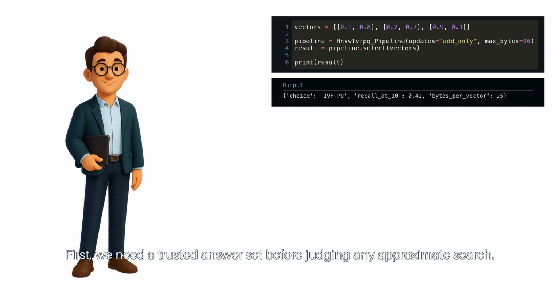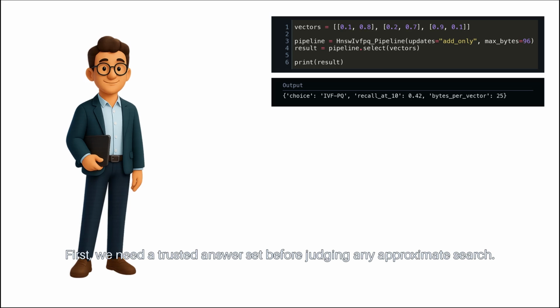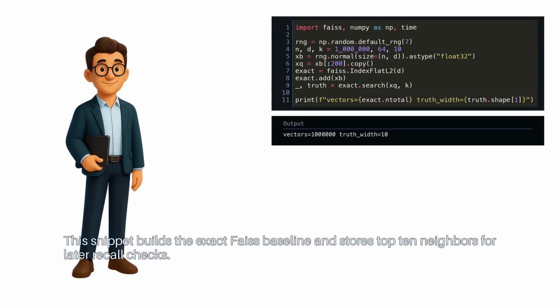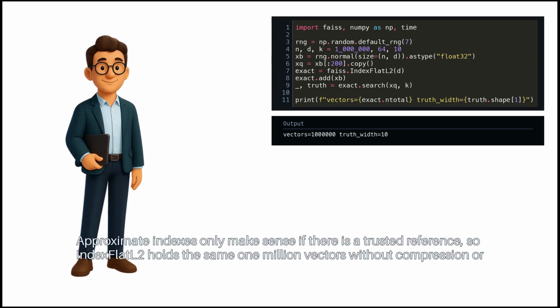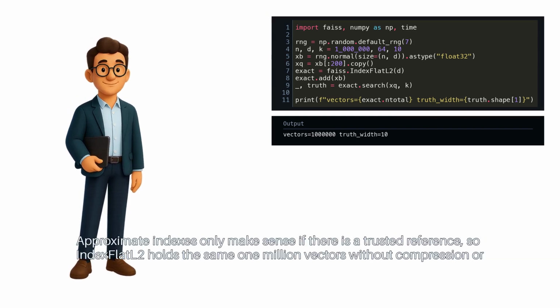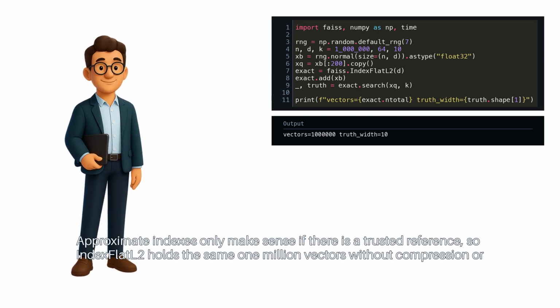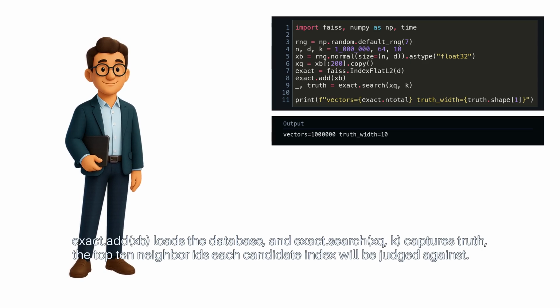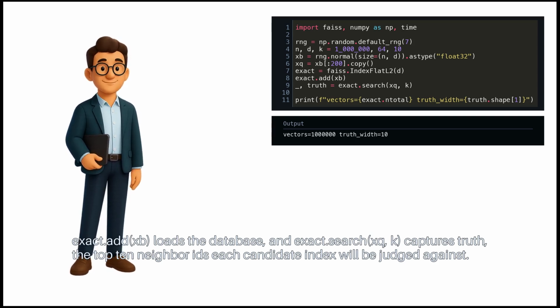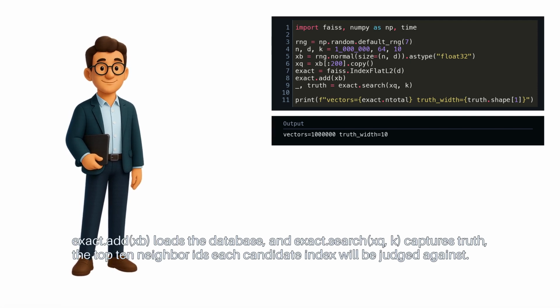First, we need a trusted answer set before judging any approximate search. This snippet builds the exact Faiss baseline and stores top 10 neighbors for later recall checks. Approximate indexes only make sense if there is a trusted reference. So IndexFlatL2 holds the same 1 million vectors without compression or graph pruning. Exact add xb loads the database, and exact search xq, k captures truth. The top 10 neighbor IDs each candidate index will be judged against.